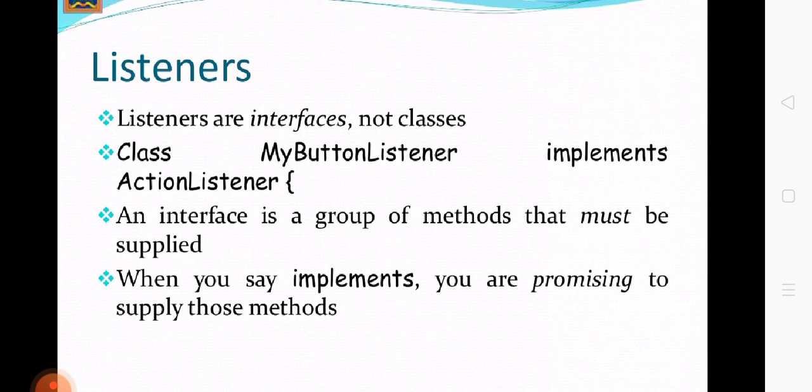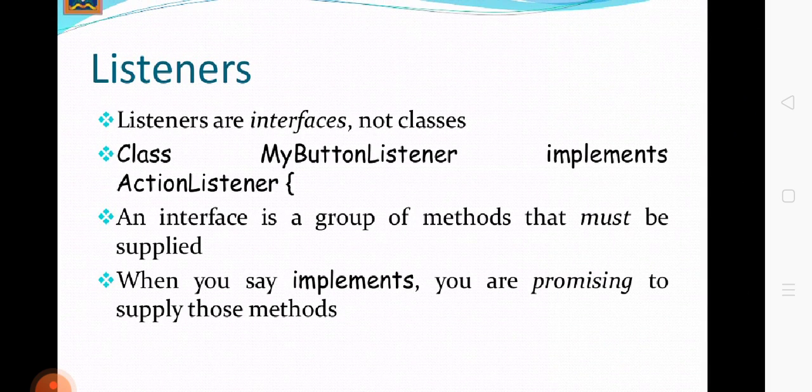Now what are listeners? Listeners are actually interfaces. They are not classes. Since they are interfaces, we need to implement them. So here ActionListener is an interface. We need to implement it. Suppose we want to implement it by using MyButtonListener. You can see that this is the code, the implementation of an ActionListener.